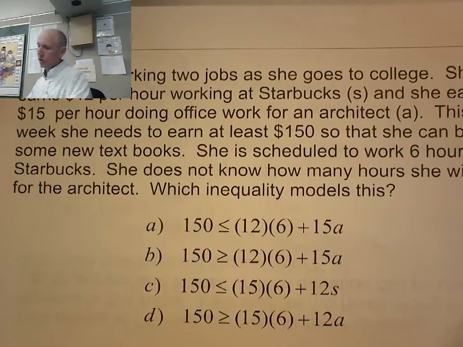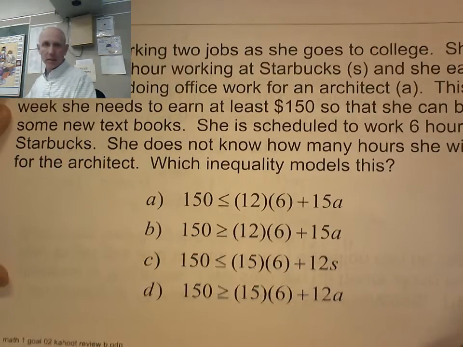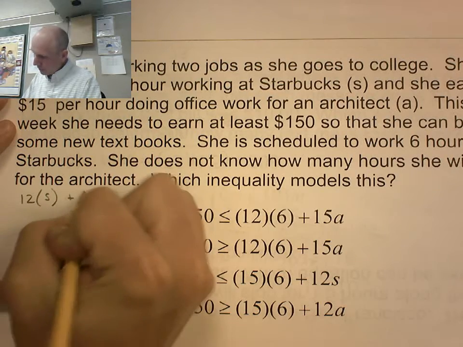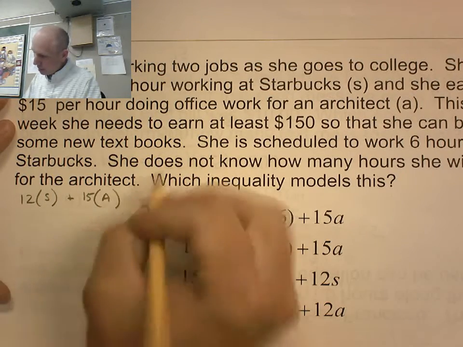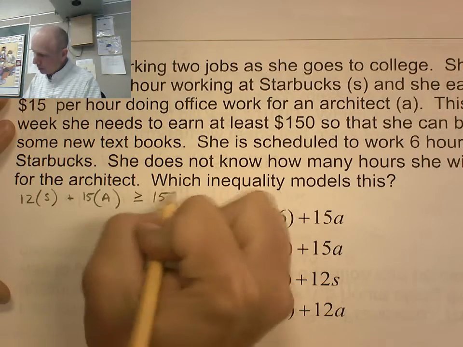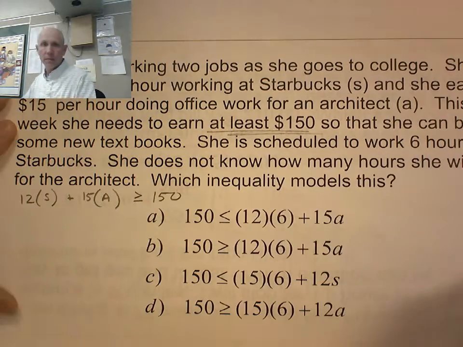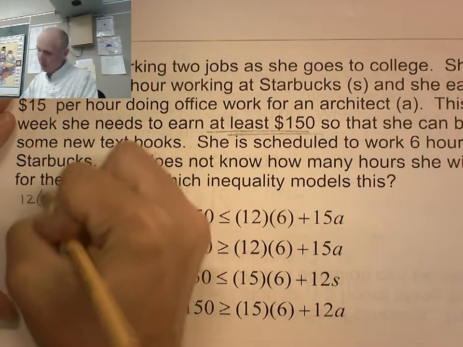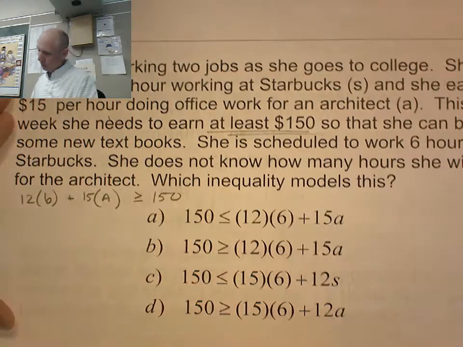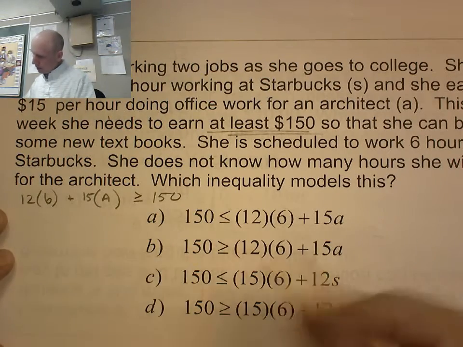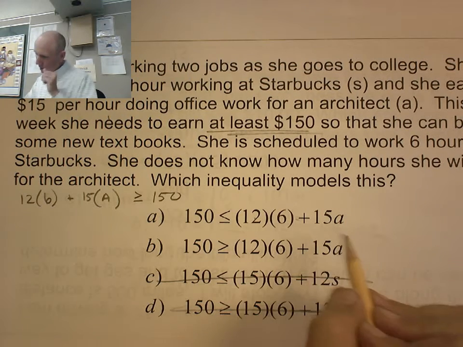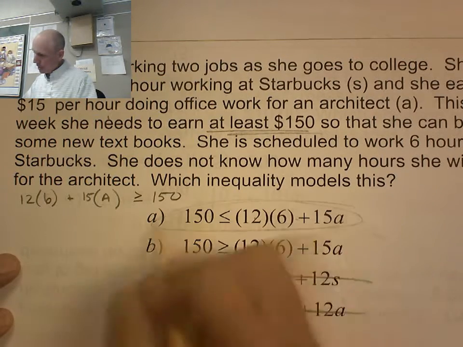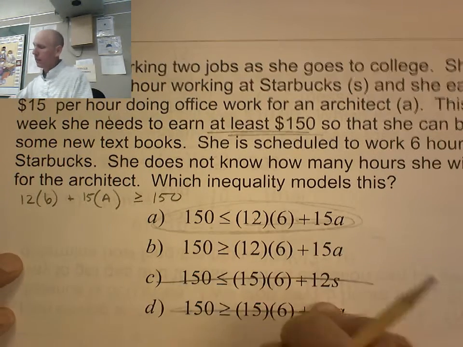8. Madison is working 2 jobs to go to college, Starbucks and something else. So $12 at Starbucks plus $15 with the architect, and she has to earn at least $150, so greater than or equal to 150. And we know she's going to work 6 hours at Starbucks, so I can put 6 hours there. Let's match it up. 12 times 6, so it's not these two. It says 12 times 6 plus 15a. That looks good. And it has to be greater than the 150. So it's that one.